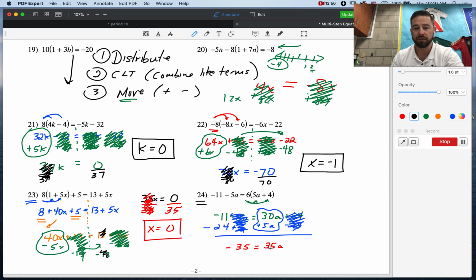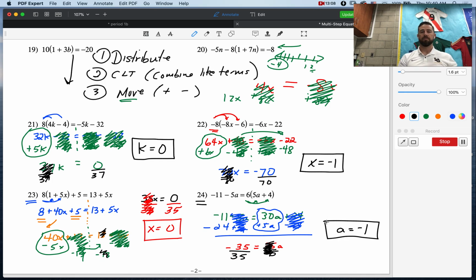Let's unstick this 35 by dividing. Get rid of them. We have a equals whatever this is. A equals whatever negative 35 divided by positive 35 is. Well, it's a negative 1. Okay, so far so good, I think. Okay, I'll leave that there for a sec.